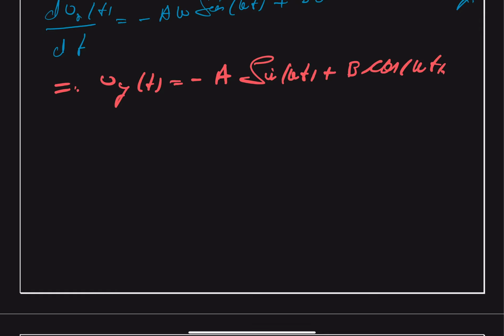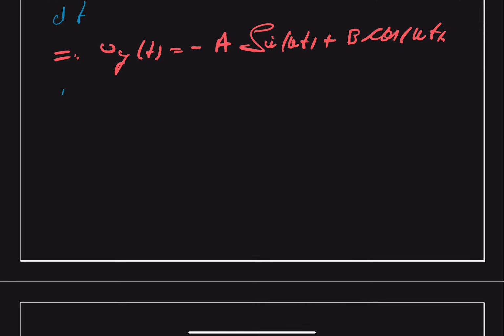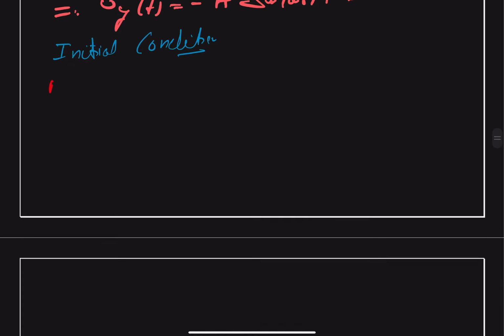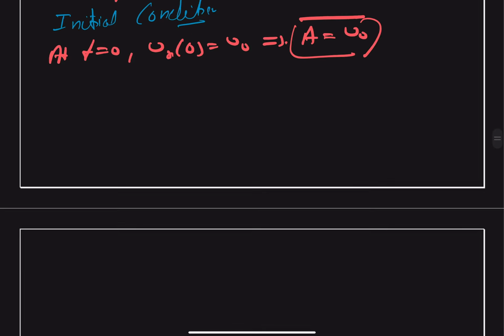Now we are going to use the initial condition. It states that at t is equal to 0, our vx at time t is equal to 0 is our v naught. So this gives us that the value of a is equal to our v naught. Similarly, we can write that our vy of 0 is equal to 0, giving us b is equal to 0.